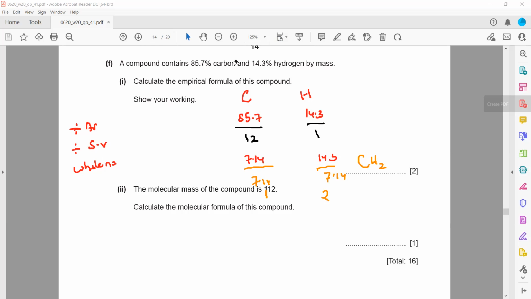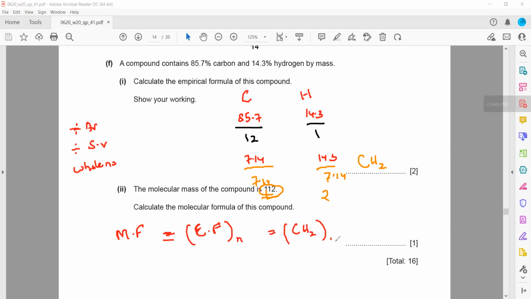The second part, the molecular formula. The molecular mass of the compound is 112, that is given. We need the molecular formula. So the molecular formula equals the empirical formula multiplied by n. What about the empirical formula? We already calculated it in the previous part, which was CH2.